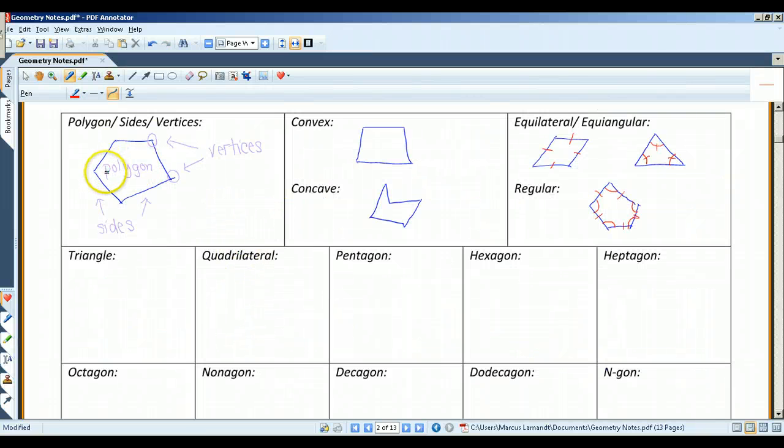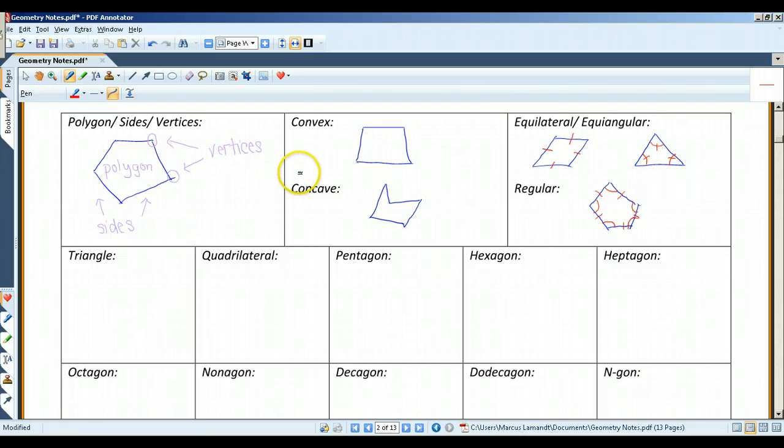In geometry, a figure that lies in a plane is called a plane figure. A polygon is a closed plane figure that is formed by 3 or more line segments called sides. So in this case, I've got 5 sides enclosing a polygon. Each side intersects exactly 2 sides, one at each endpoint, so that no two sides with a common endpoint are collinear. Kind of like this. So basically the sides are the segments, and each endpoint of a side is called a vertex. So the vertices are the corners. Vertices is the plural of vertex.